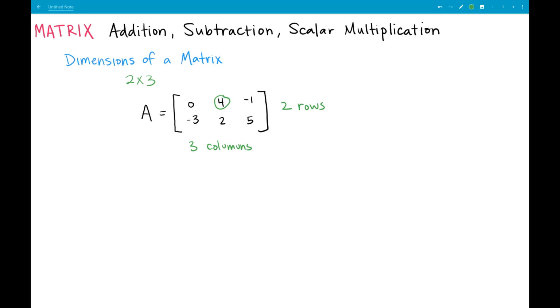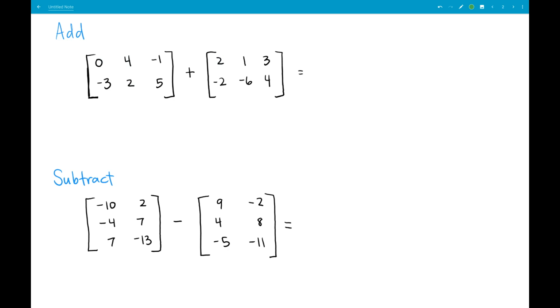Okay. Now we can only add and subtract matrices. Matrices is plural for matrix. We can only add and subtract matrices if they have the same dimensions. So let's look at these examples here and notice that they have the same dimensions. So it makes it possible for me to do this.